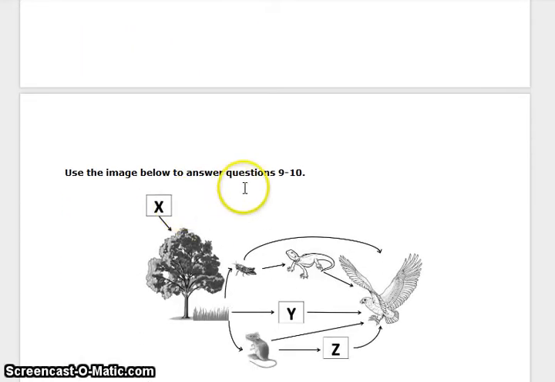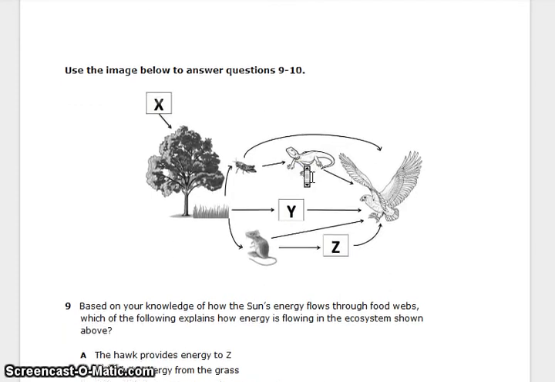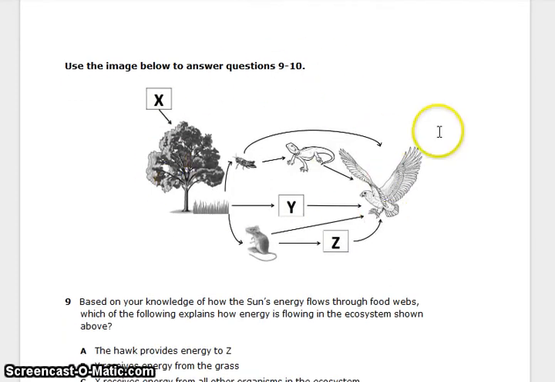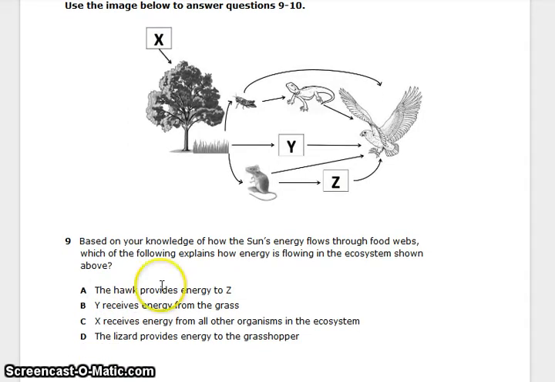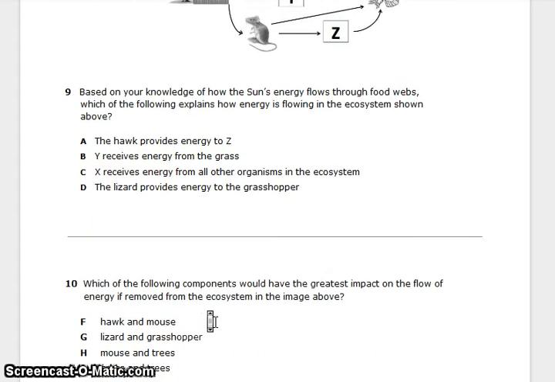Use the image below to answer questions 9 and 10. Based on your knowledge of how the sun's energy flows through food webs, which of the following explains how energy is flowing in the ecosystem shown above? A. The hawk provides energy to Z. B. Y receives energy from the grass. C. X receives energy from all other organisms in the ecosystem. D. The lizard provides energy to the grasshopper.